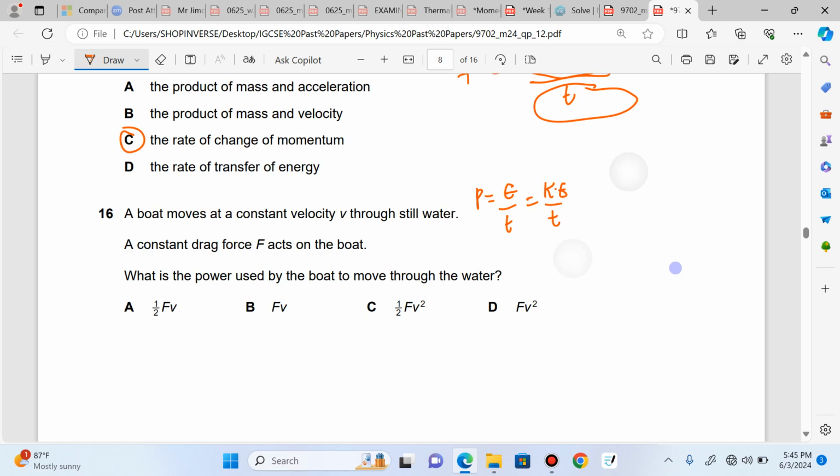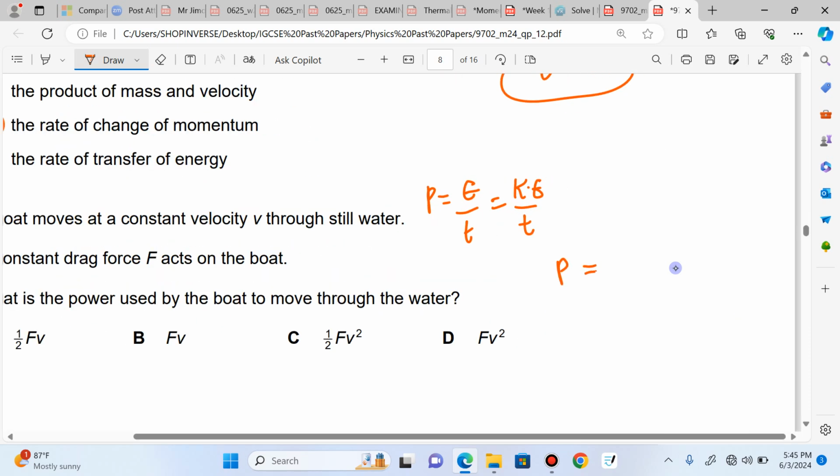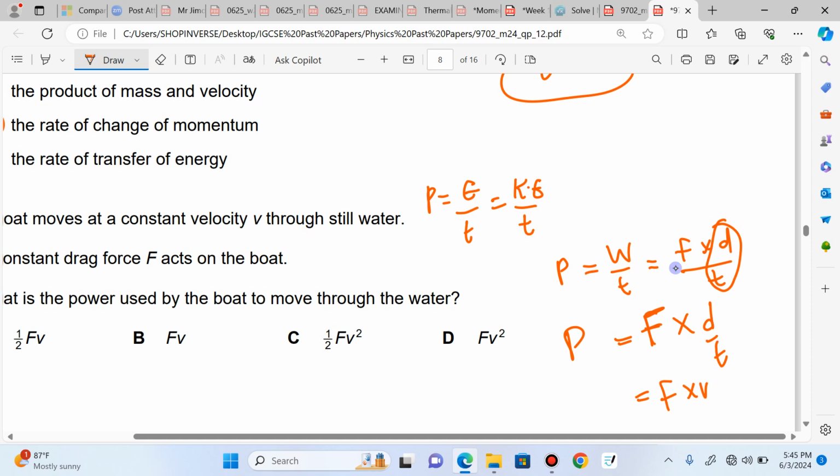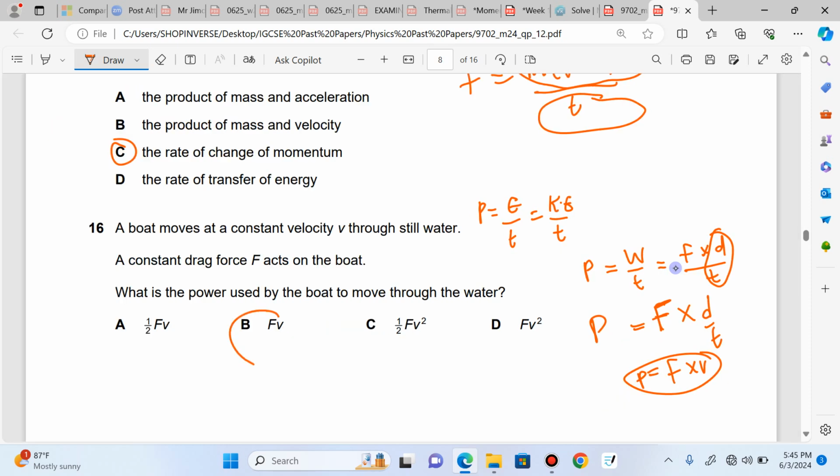We can also express power as work done divided by time, where work is force times distance. Take note that the distance is the distance moved in the direction of the force, which can be expressed as displacement. Now, power is force multiplied by displacement over time, where displacement over time is what? Velocity. Power equals force times velocity. That's it. Option B is the correct answer to question number 16.